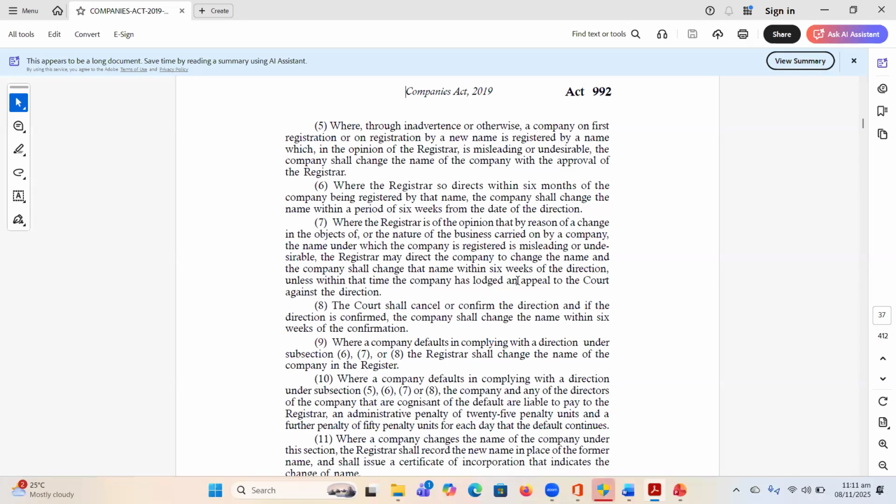Now, it may well happen that either through inadvertence or it just escaped everyone, a company on first registration or on registration of a new name is registered with a name which, in the opinion of the registrar, is misleading or undesirable. The company shall change the name of the company with approval of the registrar. So the registrar will give a 6 months directive: within 6 months, you must change this name because from my assessment, this name is misleading or this name is undesirable.